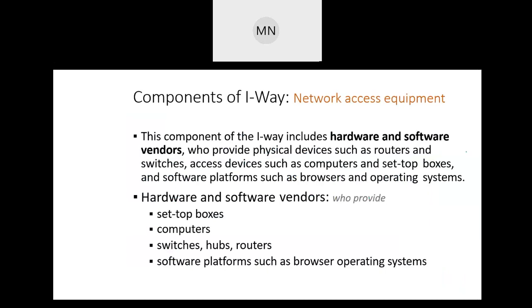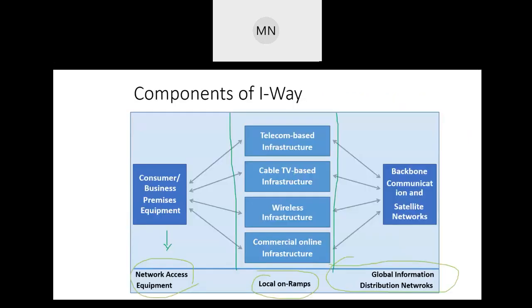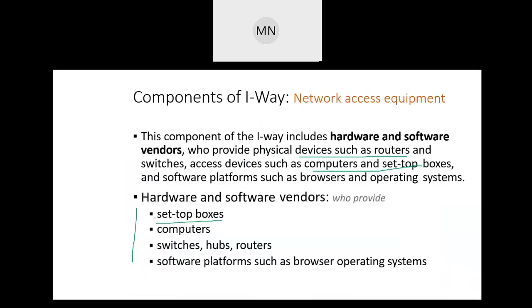It is the hardware or software that supports connecting to the global information network, which provides physical devices such as routers, switches, computers and set-top boxes to connect to the network. Here are some of the hardware and software required for accessing information from the global network. Set-top boxes are used in cable TV based infrastructure communication. Whenever users want to access information from the global network through cable TV, they need these set-top boxes, which allow us to use videos and all other elements.